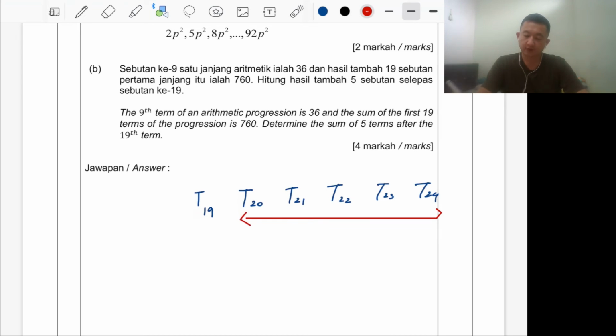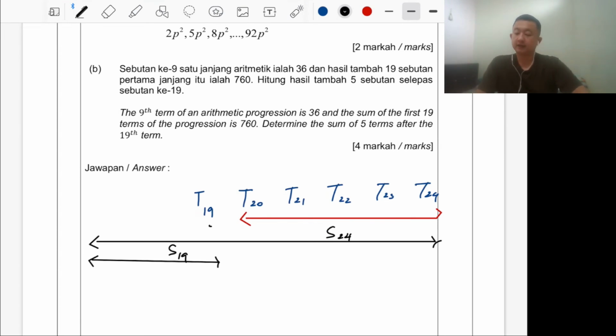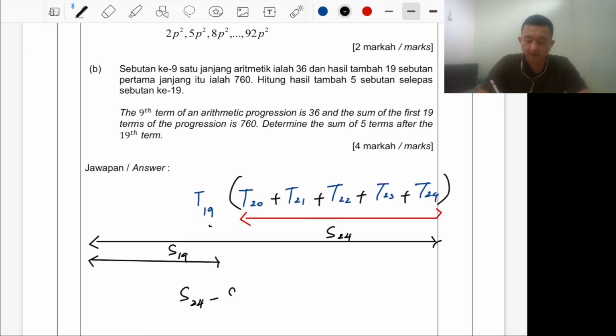So to do this one, you need to find it here. The idea will be you're finding S24 minus S19. If you're finding the sum of the first 5 terms after T19, that will be S24 minus S19.